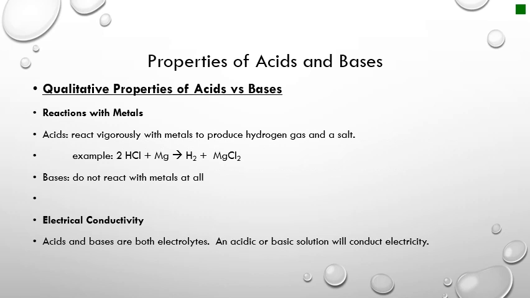The next property that we're going to look at is the reactivity with metals. For acids, they will react vigorously with active metals. I'm going to put that up here. And they will always produce hydrogen gas, which is the H2, and a salt. So you have, in this case, the hydrogen being replaced by the magnesium, producing the hydrochloric acid and the magnesium chloride as your salt.